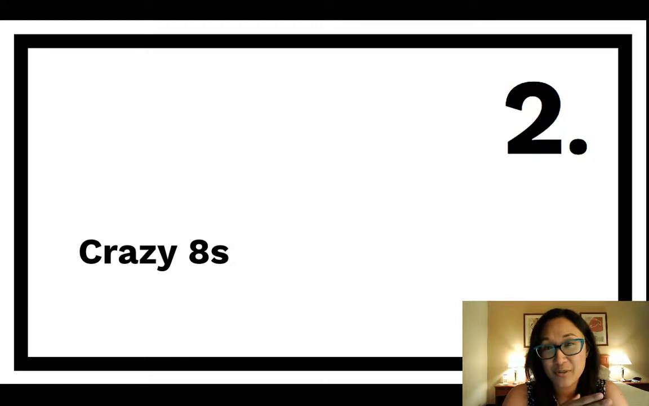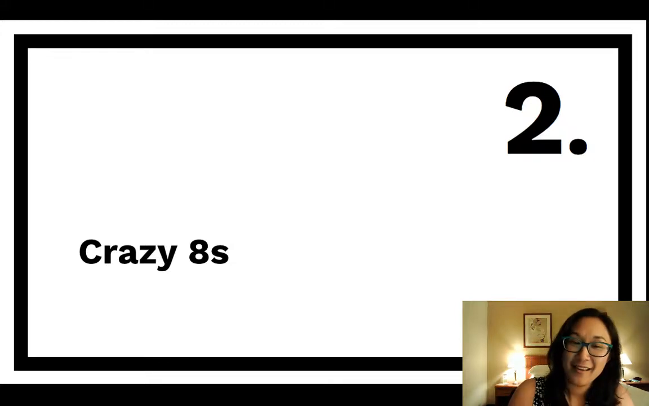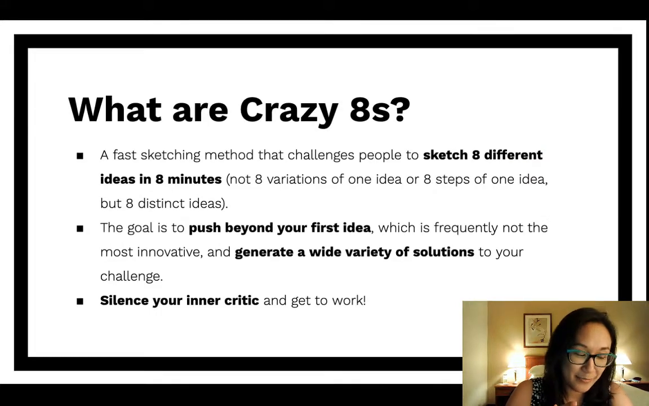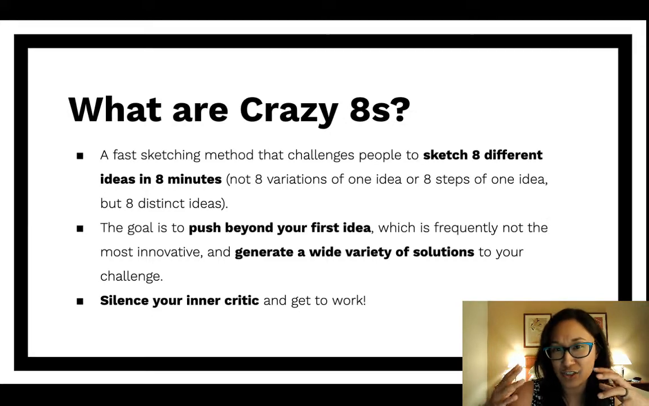The first exercise that we do is called Crazy Eights. Crazy Eights is a way to come up with a lot of different ideas in a short amount of time. The goal is to create 8 ideas in 8 minutes. Not 8 similar ideas, or 8 steps in a process or in a flow, but 8 radically different ideas.